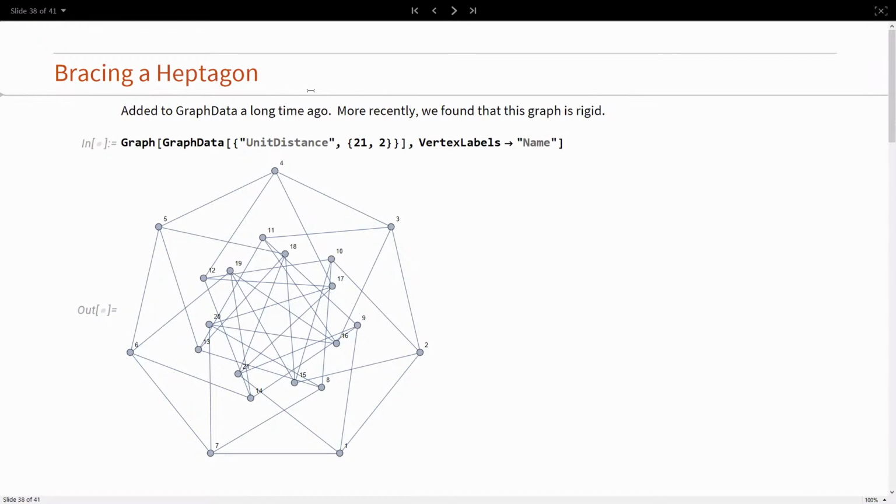With a heptagon, one thing you might wonder is, what is the minimal number of braces you need for making a heptagon rigid? So all of these lengths are identical. And a number of years ago, I found this, and it's been in draft data for about 10 years. And a few years ago, I noticed that this might be a rigid object, in which case it would be a record for bracing the heptagon.